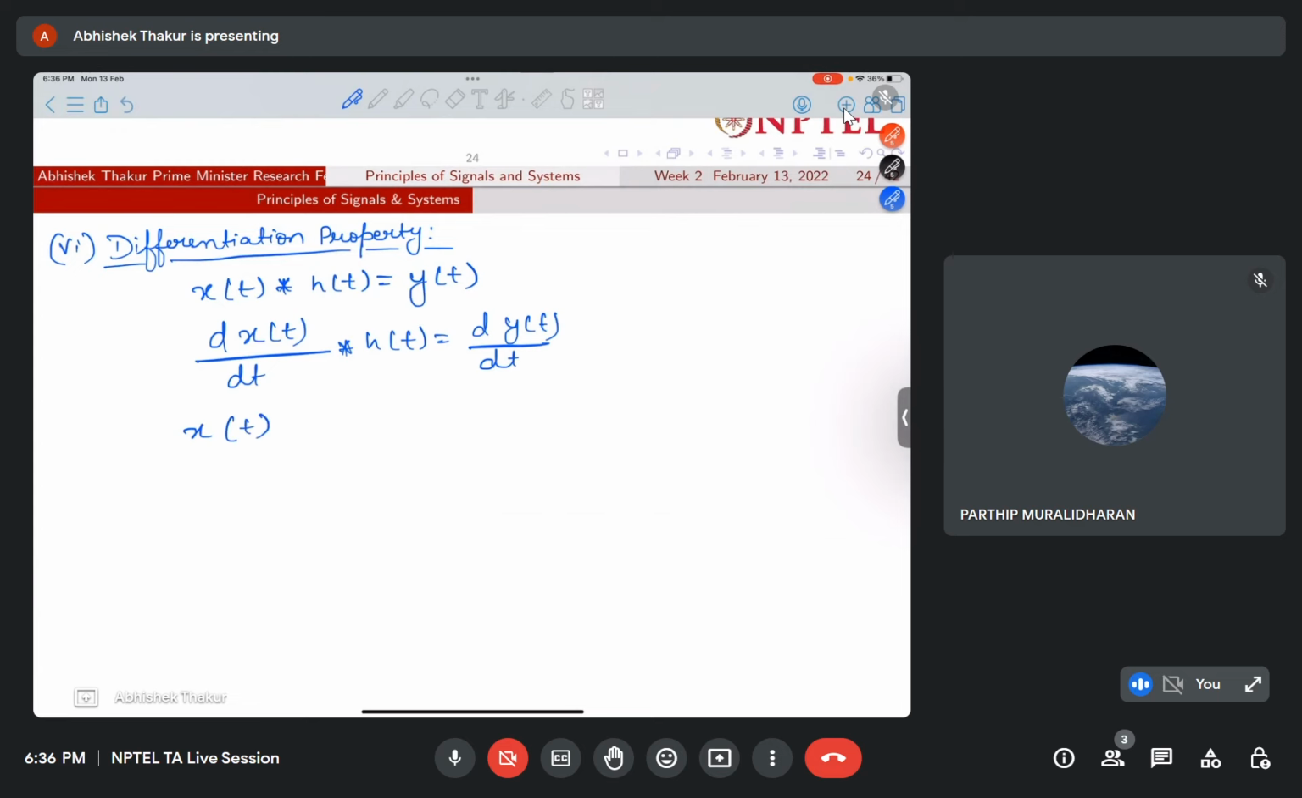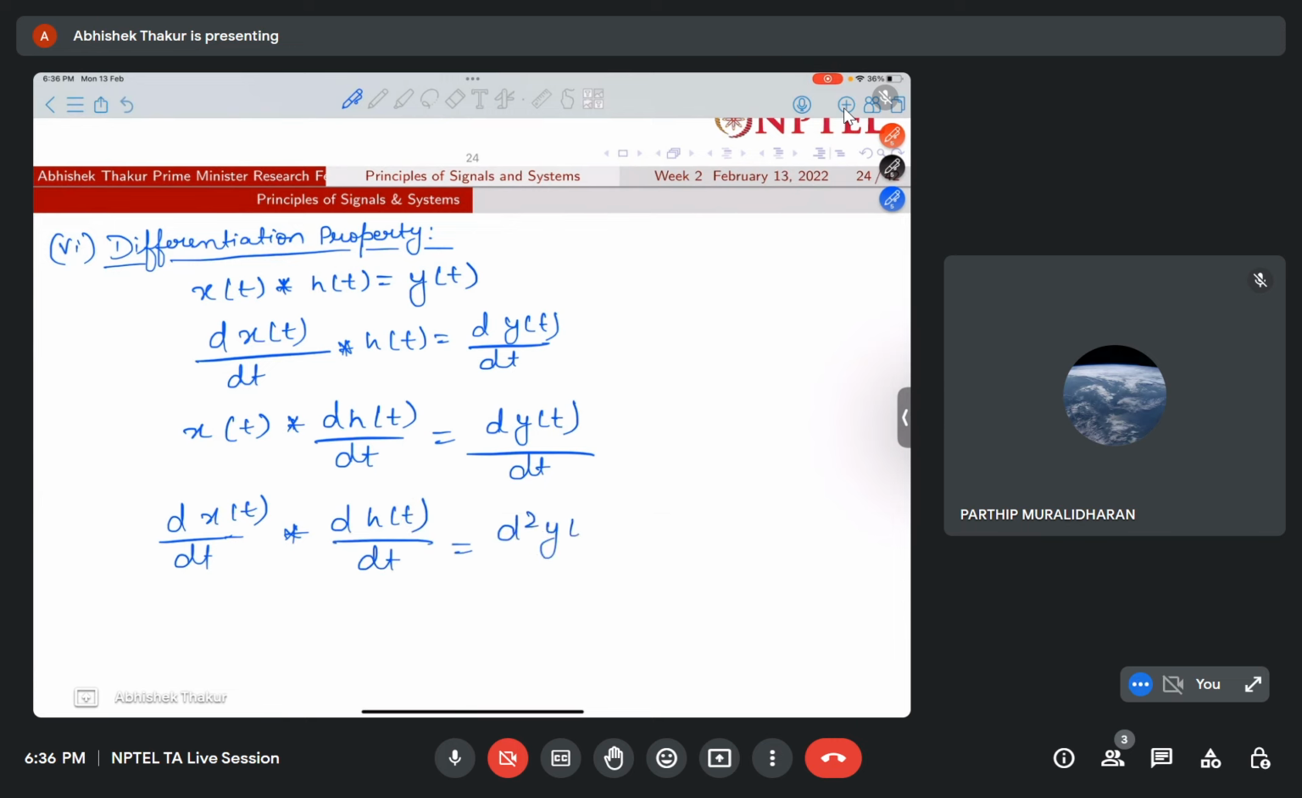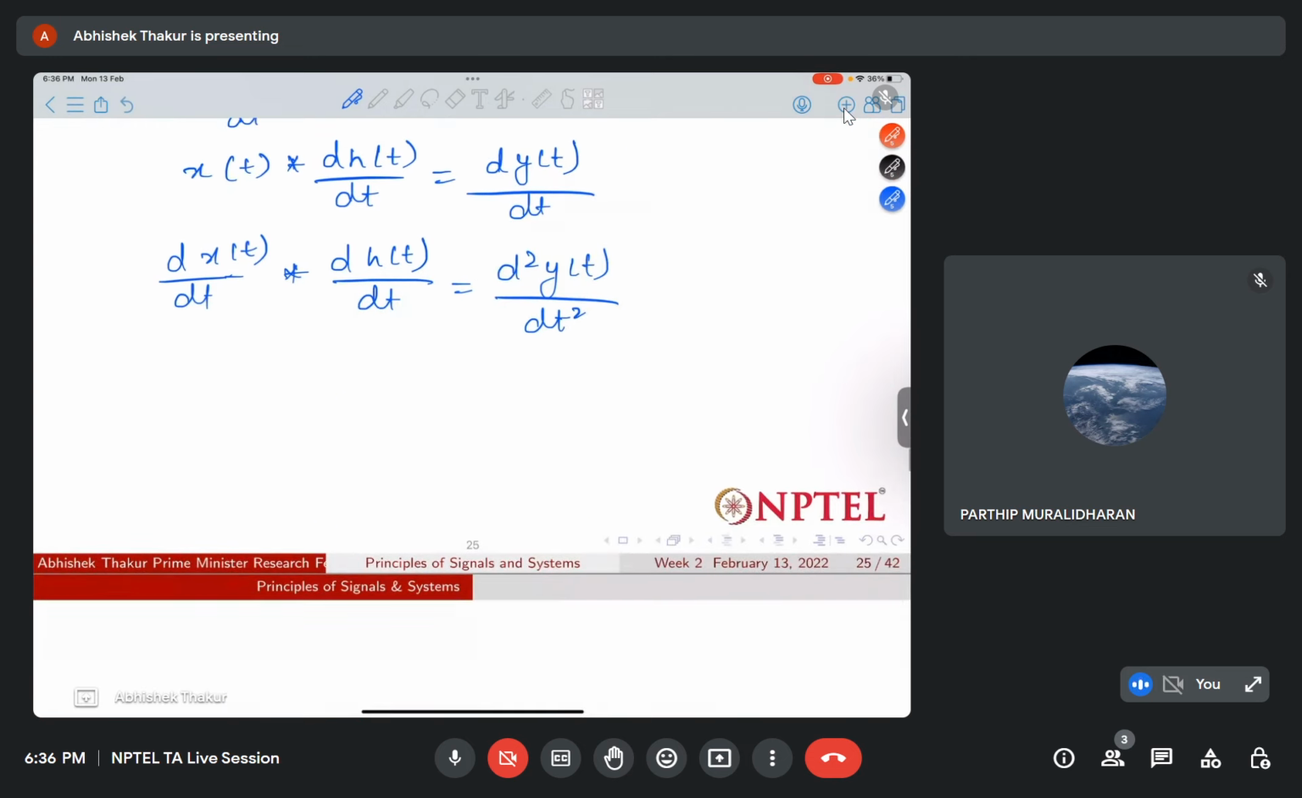And also if x(t) is convolved with the differentiation of h(t) with respect to t, that is equal to dy(t)/dt. And let's suppose both x(t) and h(t) are differentiated and convolved, then what will be the output? It will be d square y(t) by dt square. So the generalized form is generalized for nth differentiation.